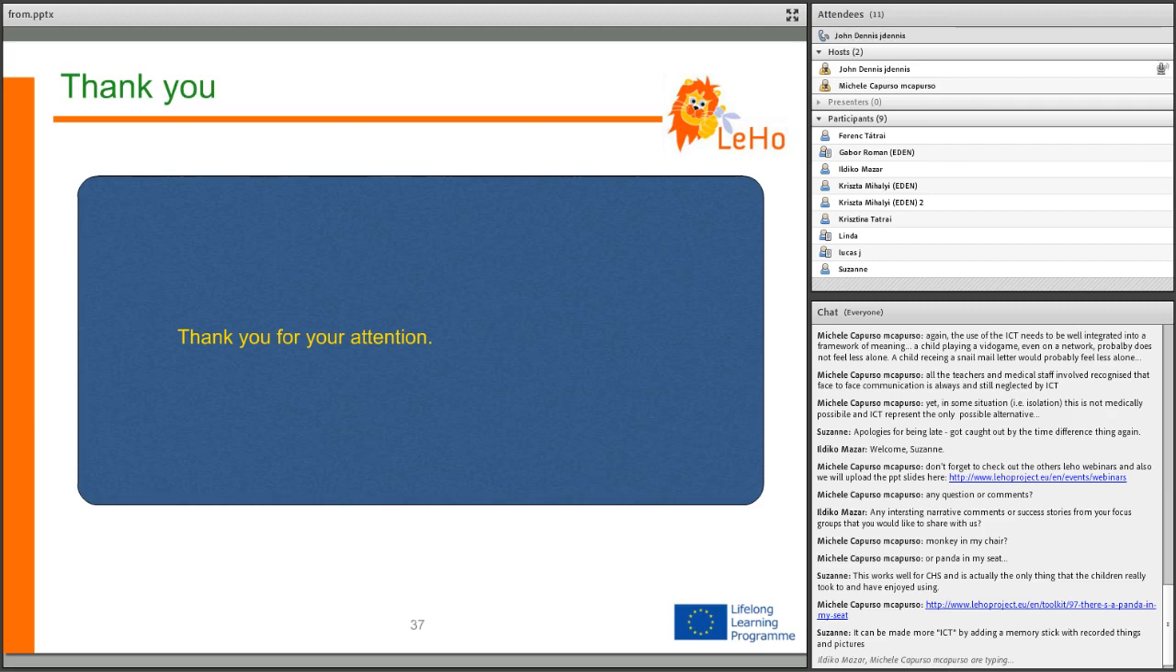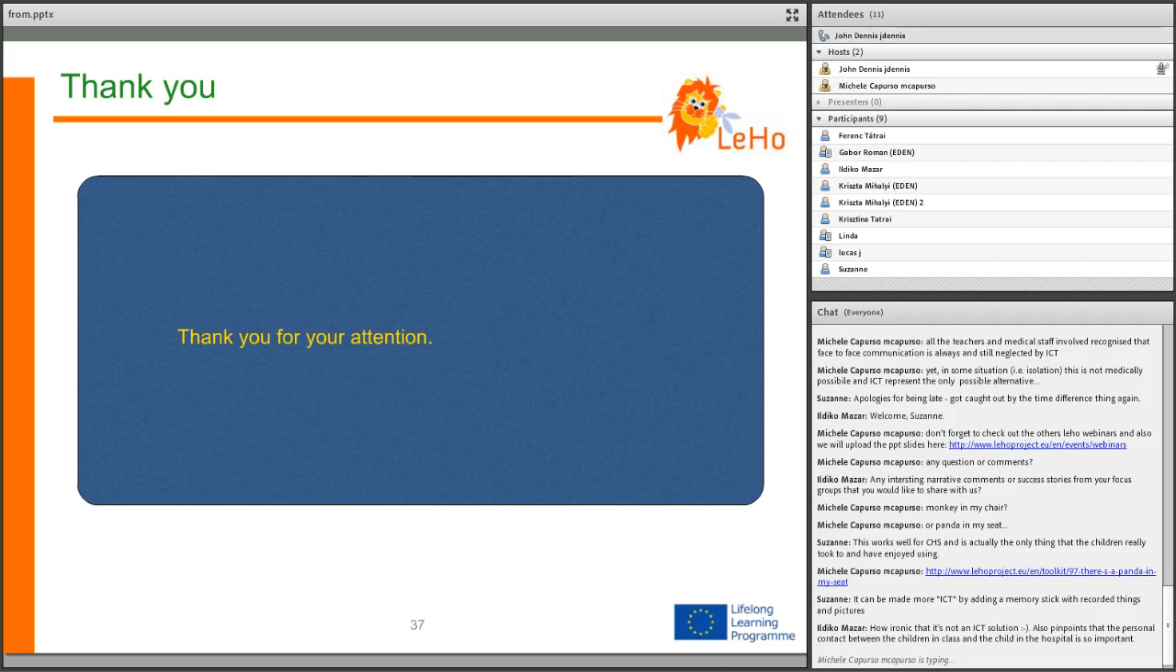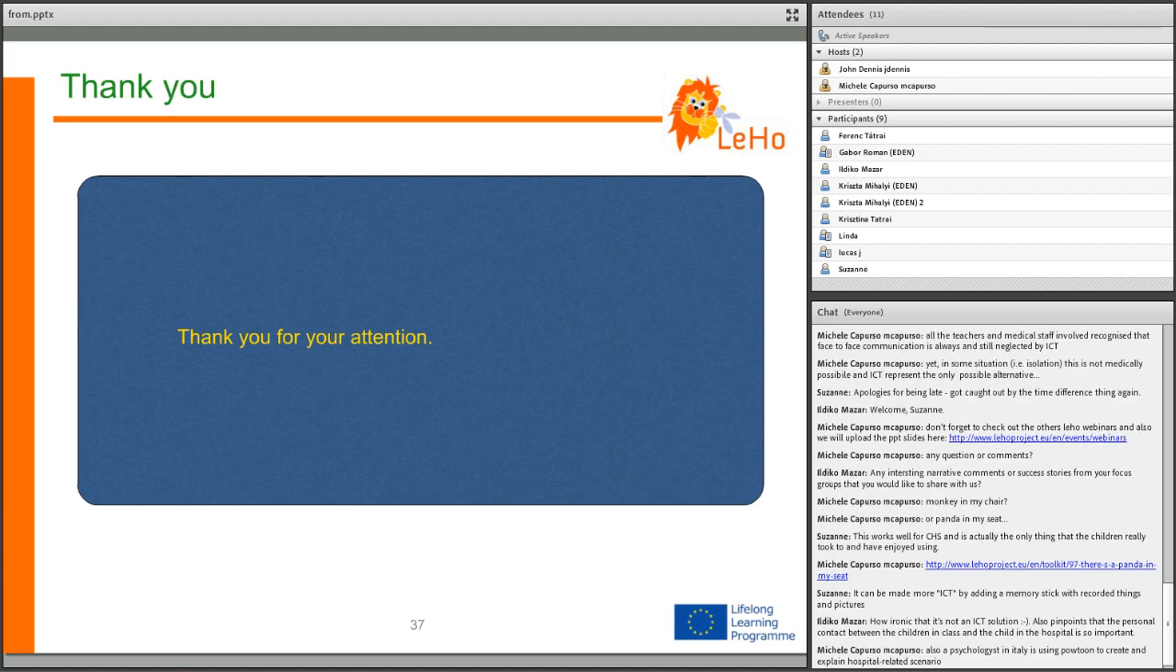Oh, that's interesting. It could be made more ICT by adding a memory stick with recorded things and pictures. That's really cool. I like that. You could record audio messages. Take pictures, put them on it. Yeah, I think so too. I think that the comment here about it being ironic that it's not an ICT solution is absolutely fantastic.